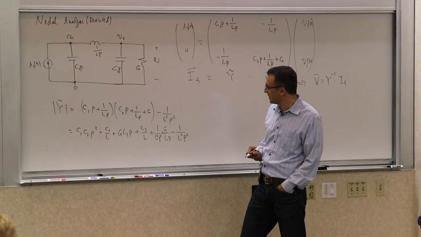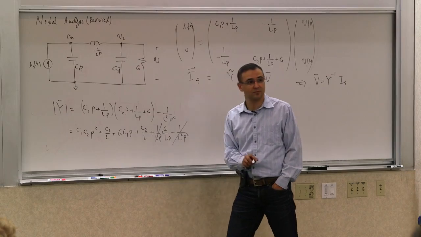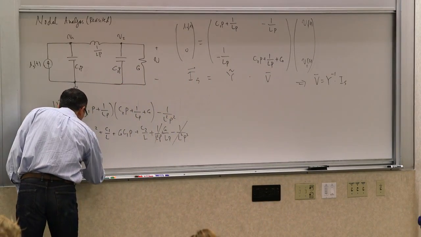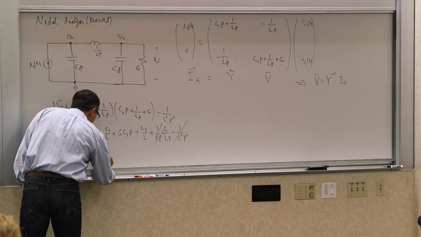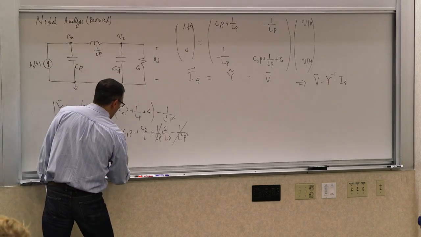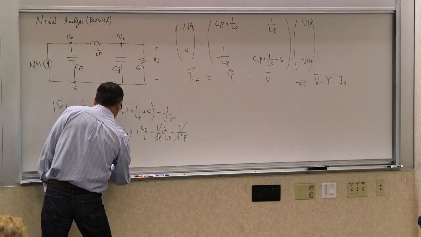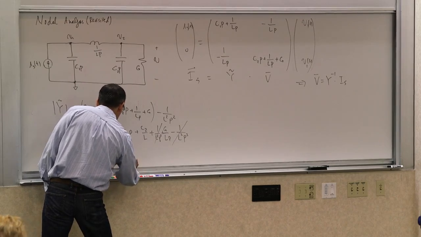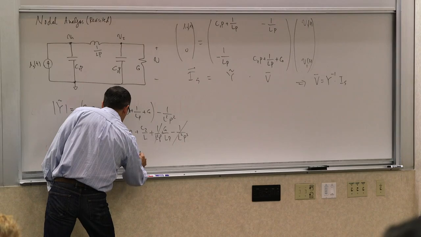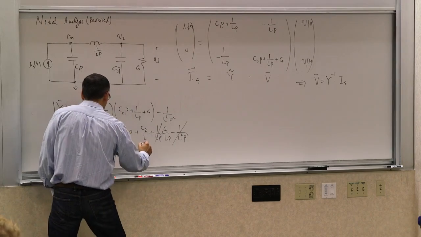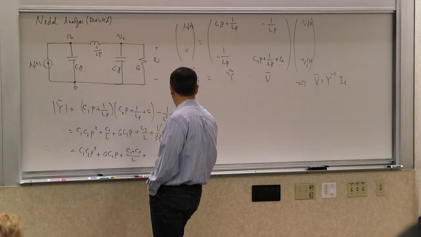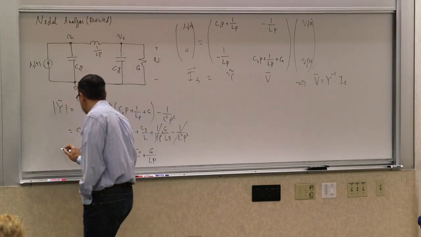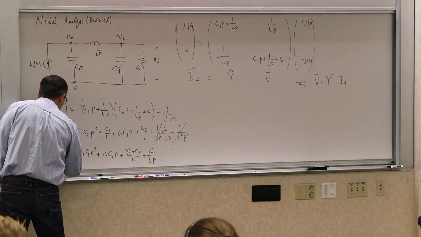So that's the determinant. These two cancel, right? So what we are left with is C1 C2 P squared plus G C1 P plus (C1 plus C2) over L plus G over LP. So that's the determinant of the Y matrix.